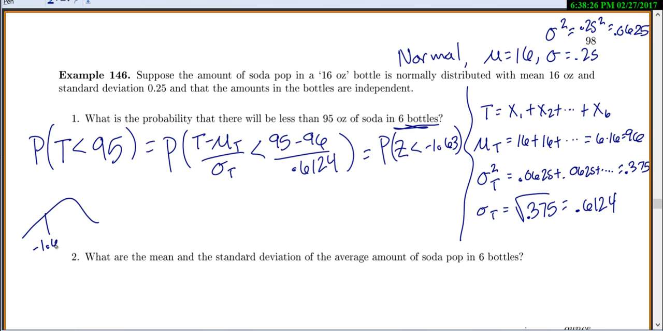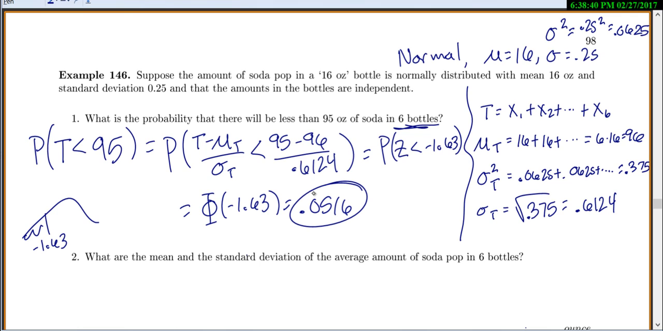So negative 1.63. You want the area to the left. That means all you have to do is just look it up. So we'll look up our negative 1.63 on our table, and it gives me 0.0516. So only a 5% chance that they get less than 95 ounces.